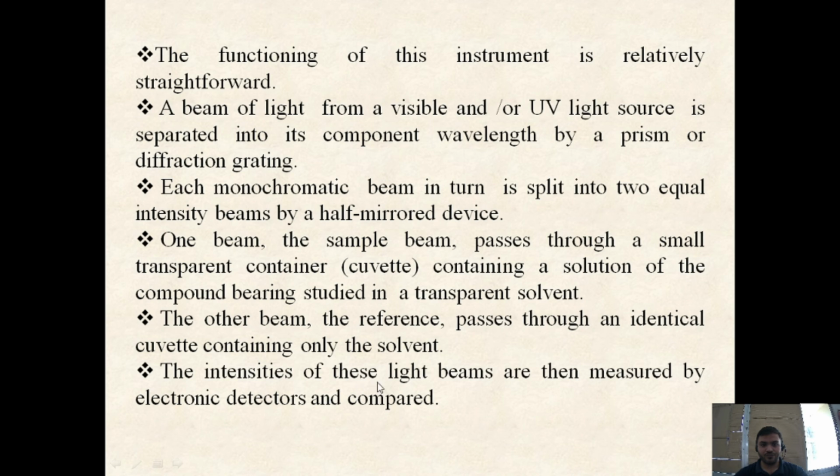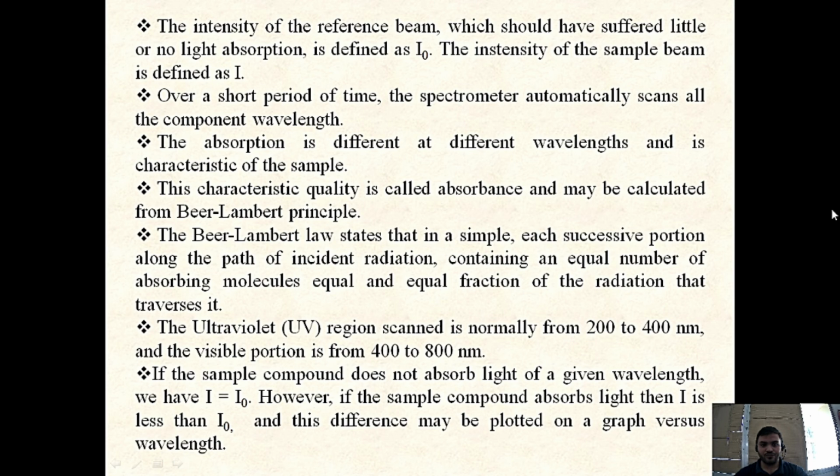The intensities of these light beams are then measured by an electronic detector and compared. The intensity of the reference beam, which should have suffered little or no light absorption, is defined as I0. The intensity of the sample beam is defined as I. Over a short period of time, the spectrophotometer automatically scans all the component wavelengths. The absorption is different at different wavelengths and is characteristic of the sample.